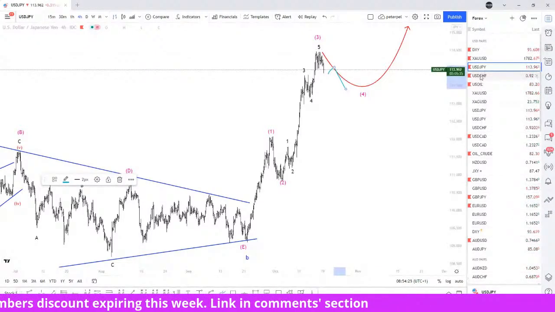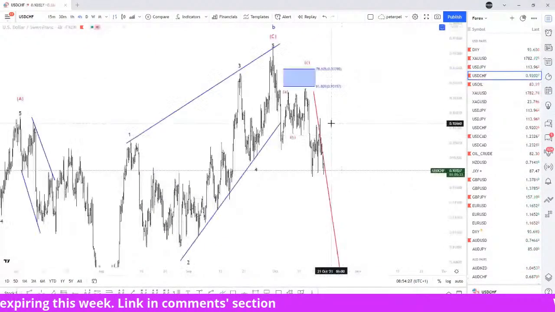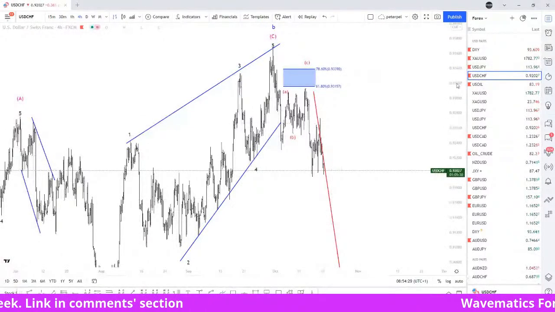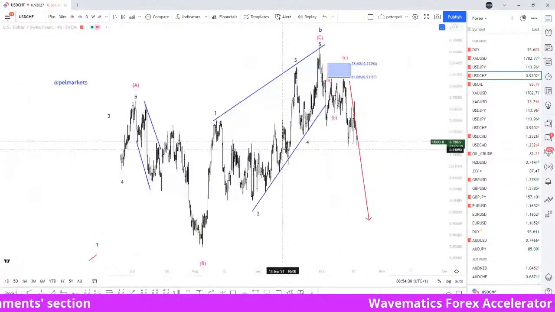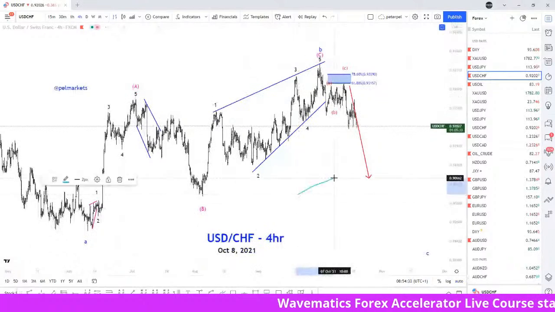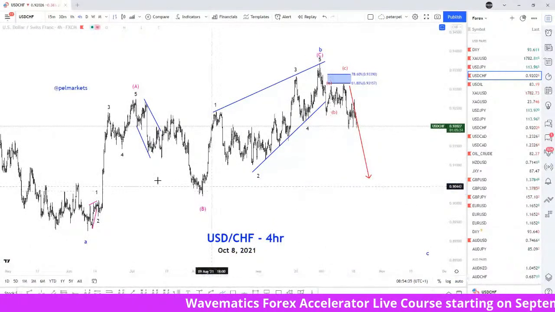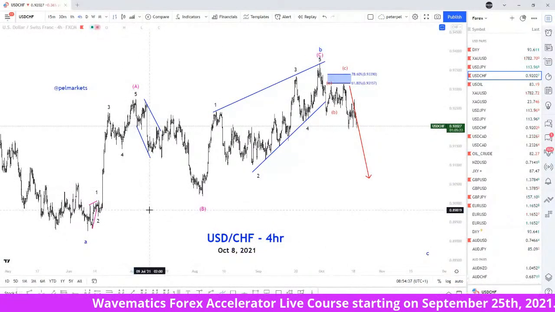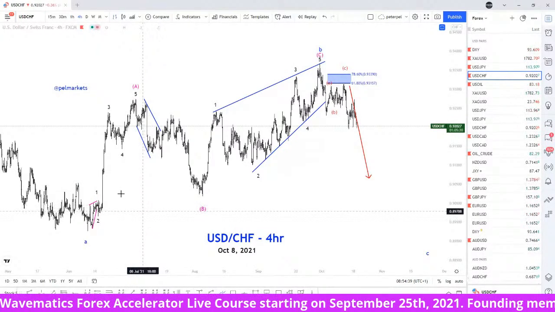Let's quickly jump to the USD Swiss. In the USD Swiss, this is the 4-hour time frame, and this is what I'm looking at, the 4-hour time frame.